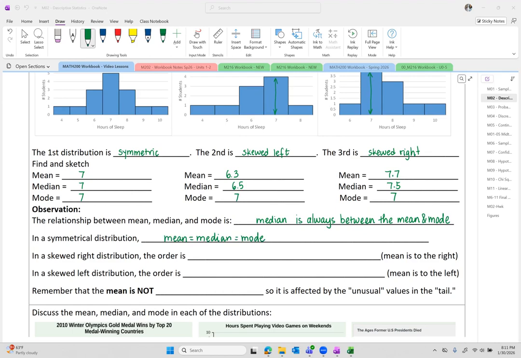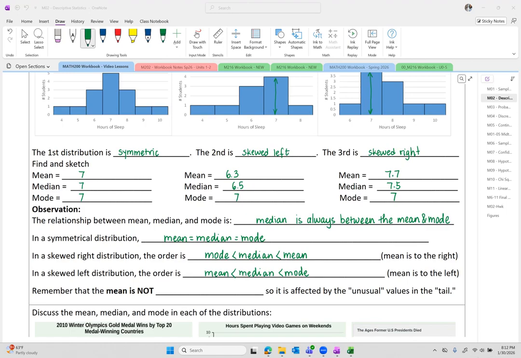In a skewed right distribution, the mode is smaller and the mean is the largest. That means the tail takes the mean with it. The median stays in the middle between the two. And in the skewed left distribution, the skew will skew the mean. So the mean will be to the left, which means the mean will be smaller, the mode will be the larger, and the median will stay in the middle.